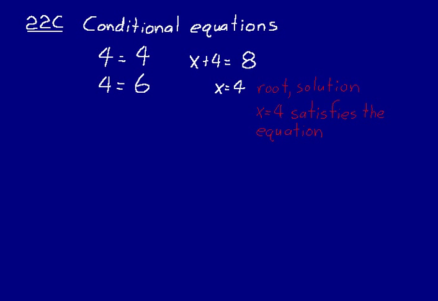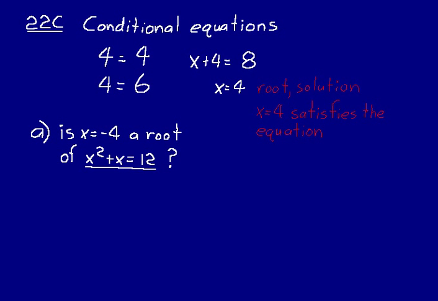You might also hear a statement saying x equals 4 satisfies the equation. It's kind of like a personification of algebra. That equation is happy if x equals 4 is in there. That makes it a true equation or true statement. If another value besides x equals 4 is put in there, then it's not happy. It doesn't satisfy the equation.